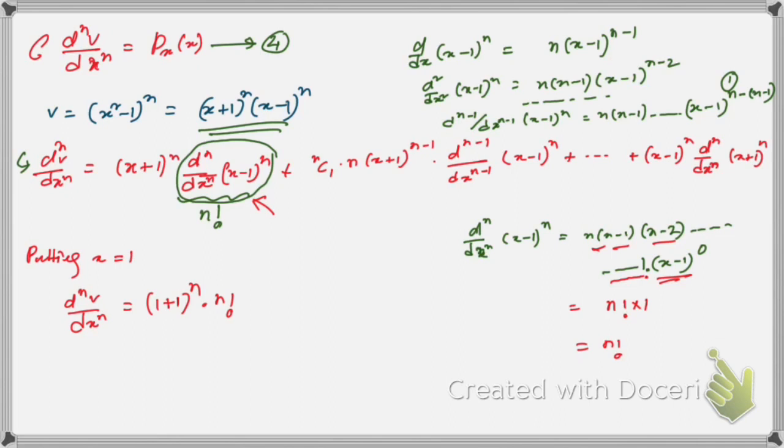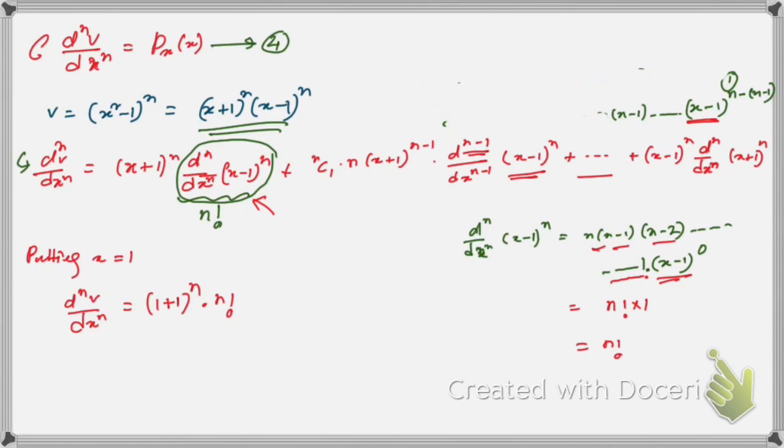So in the remaining parts, if you differentiate this (x minus 1) whole to the power n minus 1 times, you will get x minus 1 as a factor. Then the next time you will get (x minus 1) whole square as a factor, and in x minus 1, if you put x is equal to 1, you will get 0. So that's why the remaining terms will be 0. So hope you have understood this. Let me clean this part.